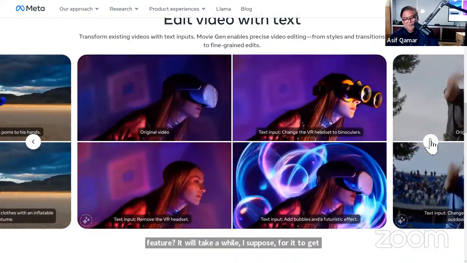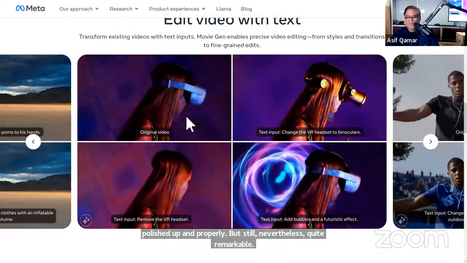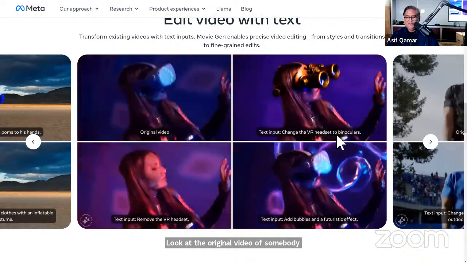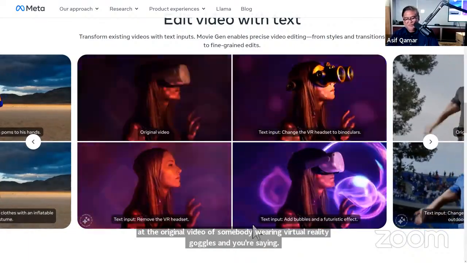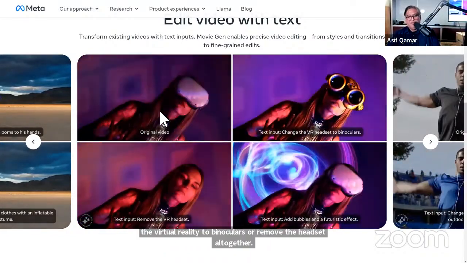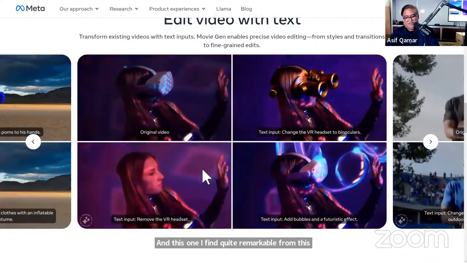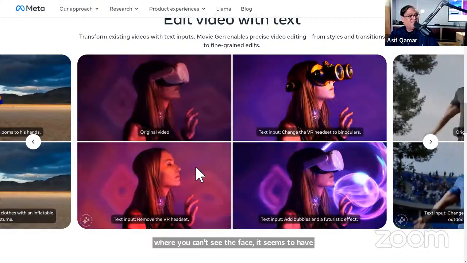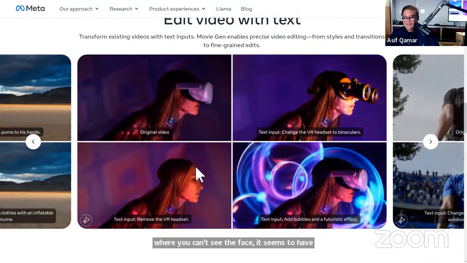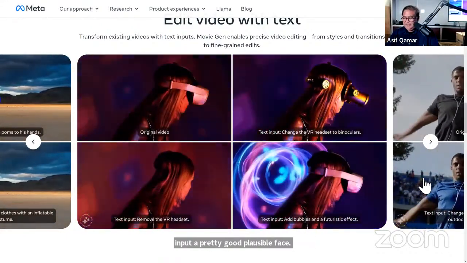Look at the original video of somebody wearing virtual reality goggles, and you're saying, change the virtual reality headset to binoculars or remove the headset altogether. And this one I find quite remarkable. From this video where you can't see the face, it seems to have inferred a pretty good, plausible face for the person, right? And so forth.